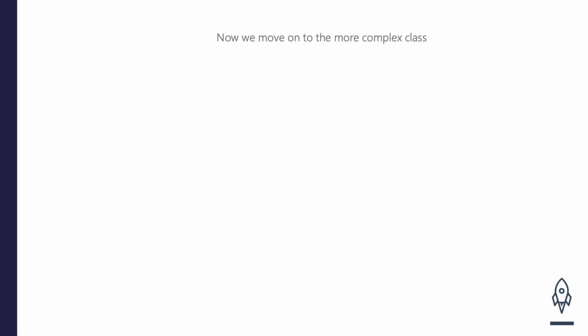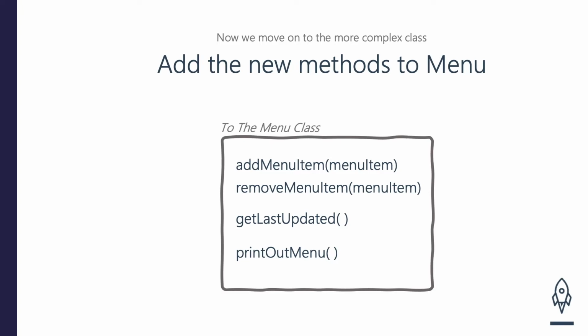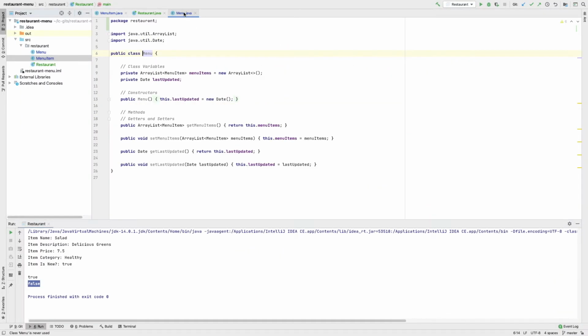So now we have to go ahead and add those classes to the more complex class. We need to add the new methods to menu. As a reminder, here are the methods that we have to add to the menu class. Let's start with the first 2. Add and remove menu items. Going to IntelliJ, going to menu, I'm going to put these methods, again, below the getters and setters.